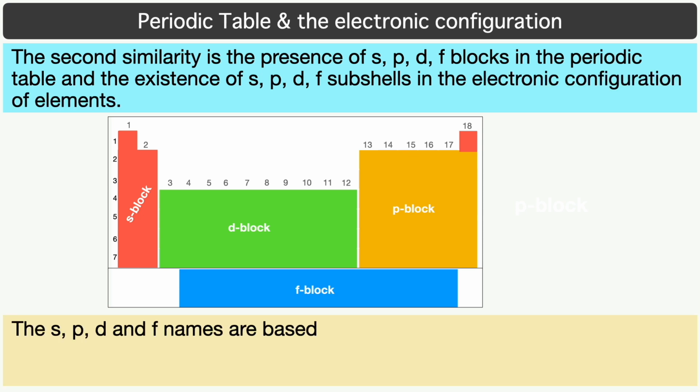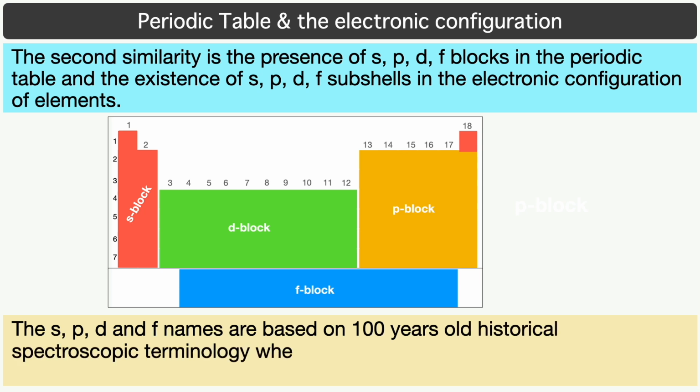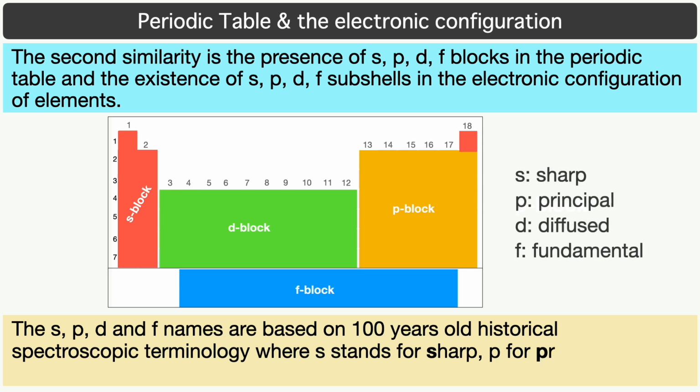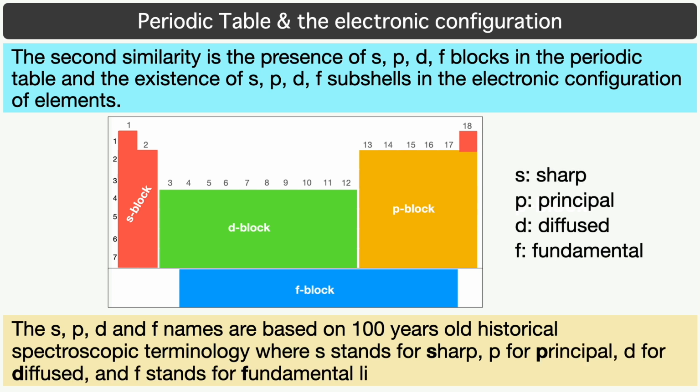The S, P, D and F names are based on 100 years old historical spectroscopic terminology, where S stands for sharp, P for principal, D for diffused, and F stands for fundamental lines in the atomic spectra.